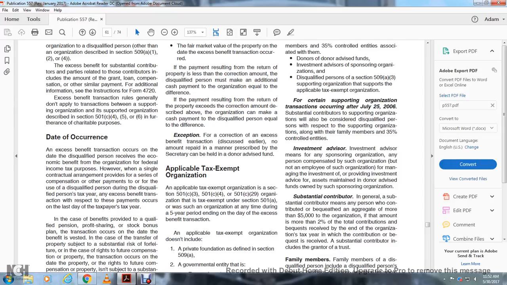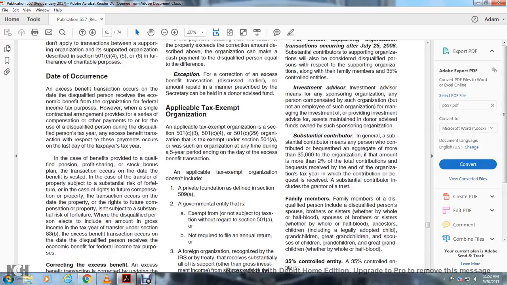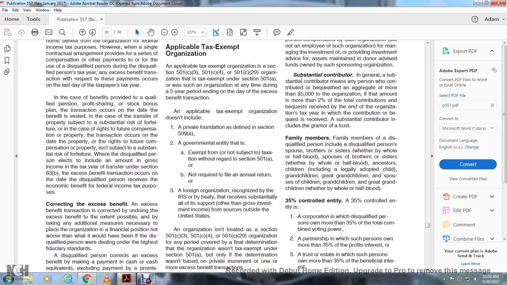Investment advisor. Investment advisor means, with respect to the sponsoring organization, any person, other than an employee of such organization, compensated by such organization for managing investments or providing investment advice with respect to assets maintained in donor advised funds owned by such sponsoring organization. Substantial contributor: in general, a substantial contributor means any person who contributed or bequeathed an aggregate of more than $5,000 to the organization, if that amount is more than 2% of the total contributions and bequests received by the end of the organization's tax year in which the contribution or bequest is received.